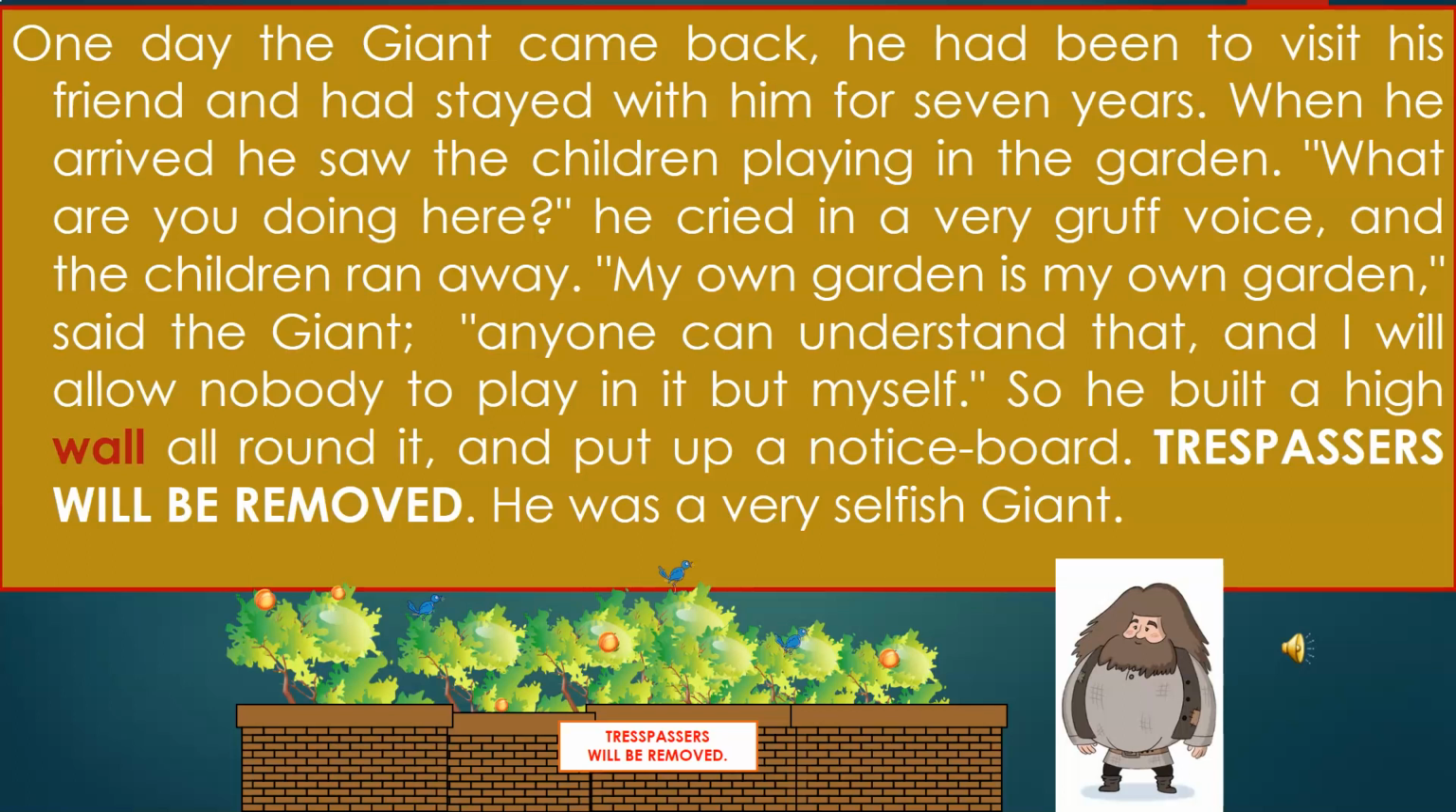"My own garden is my own garden," said the giant. "Anyone can understand that. I will allow nobody to play in it but myself." So he built a high wall all around it and put up a notice board: "Trespassers will be removed." He was a very selfish giant.